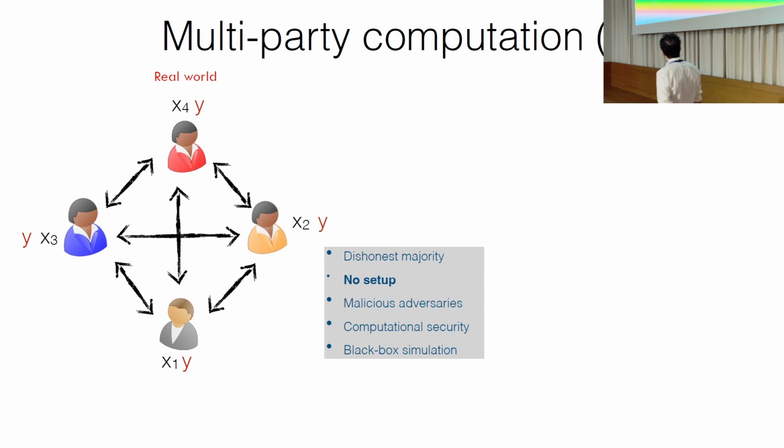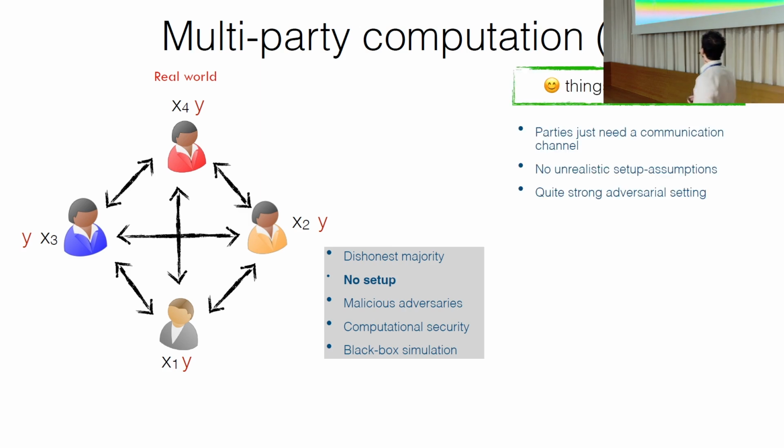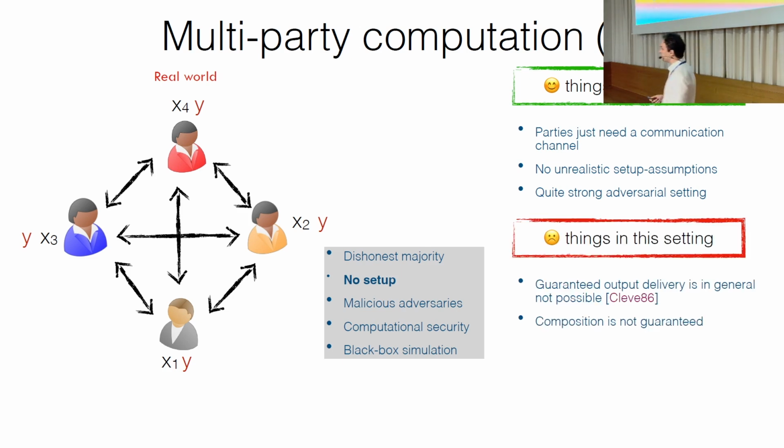So the final setting we consider in this talk is this one: all the properties I mentioned before, plus the fact that there is no CRS, no setup. And what are the nice things about this setting? The nice thing is that there is no unrealistic setup, and all the parties can be corrupted, which is great, let's say. But there are also some negative aspects that should be mentioned.